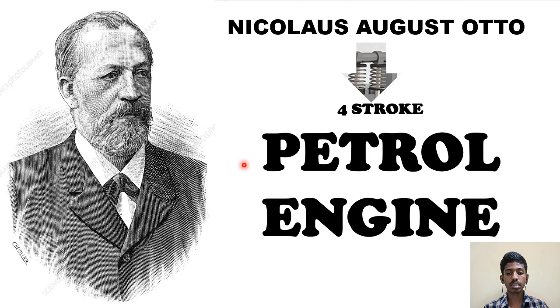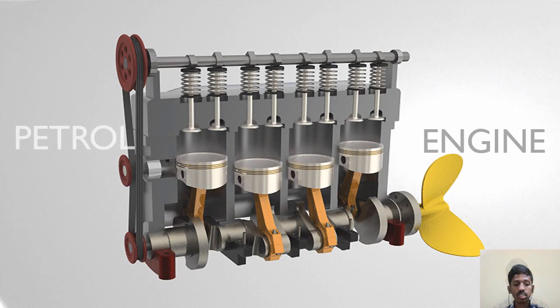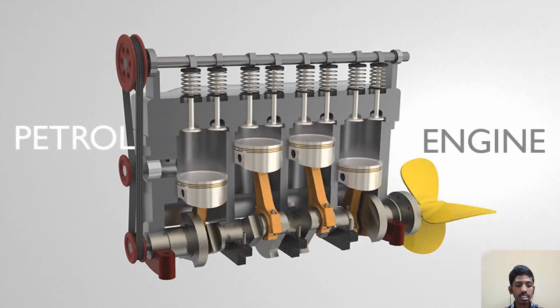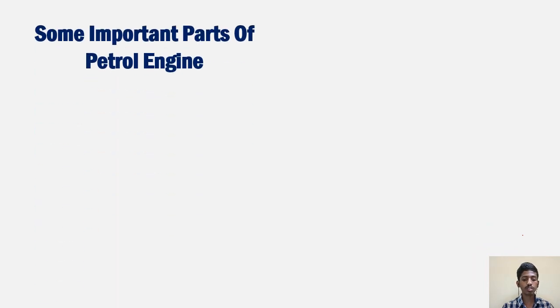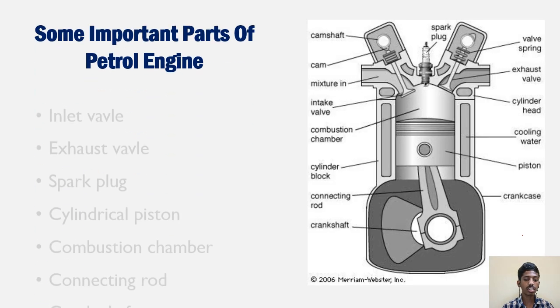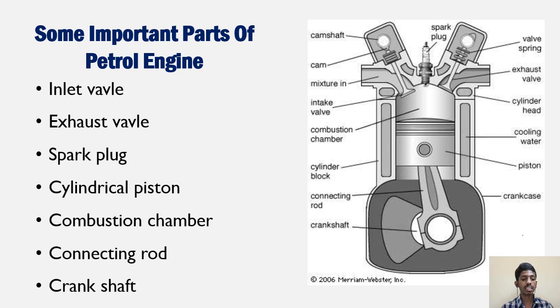Let us discuss the four-stroke petrol engine invented by Nicholas August Otto. This is the petrol engine. Let us see what happens during these four strokes in a petrol engine. Some important parts of a petrol engine are the inlet valve, exhaust valve, spark plug, cylindrical piston, connecting rod and crankshaft. Let us see what it performs in further explanations.